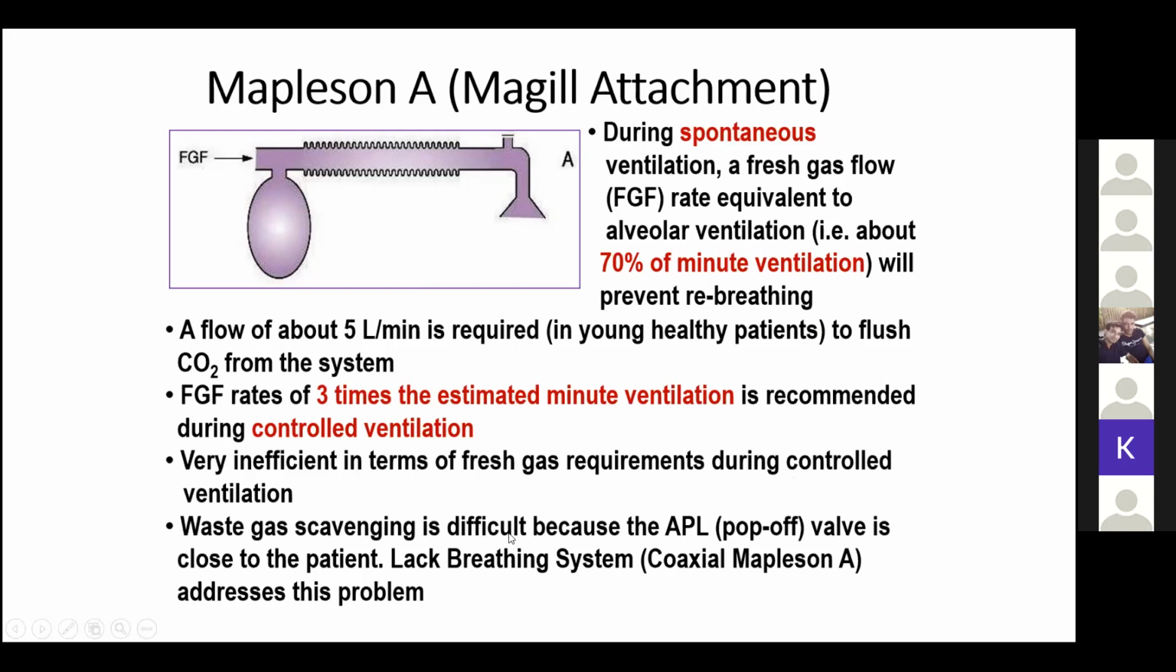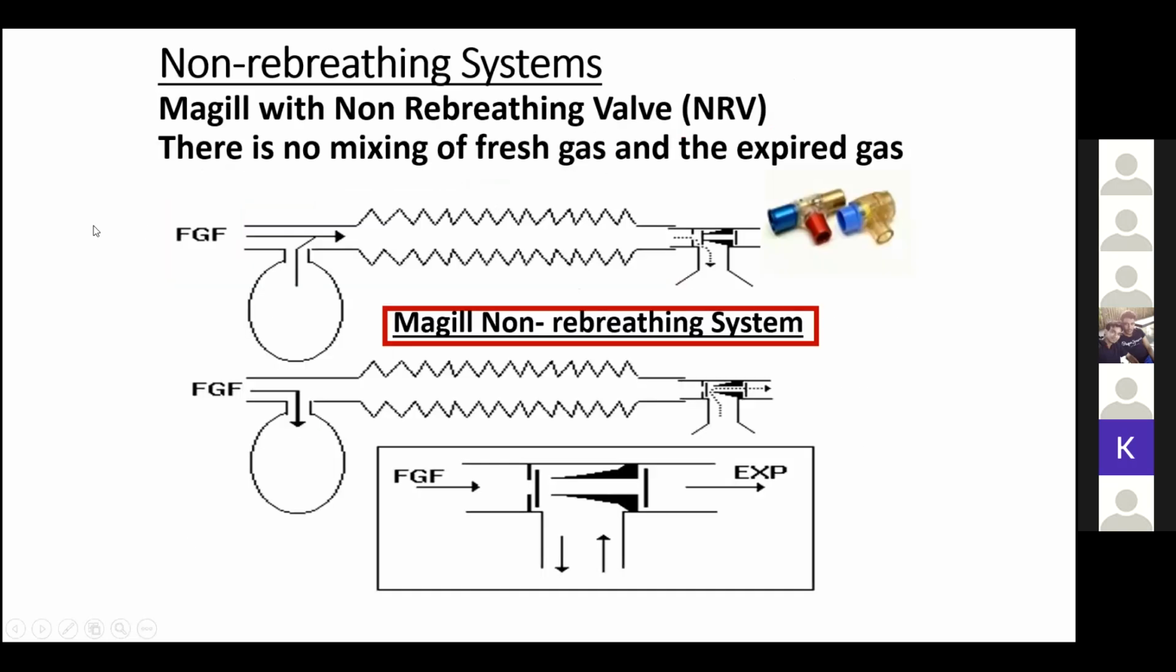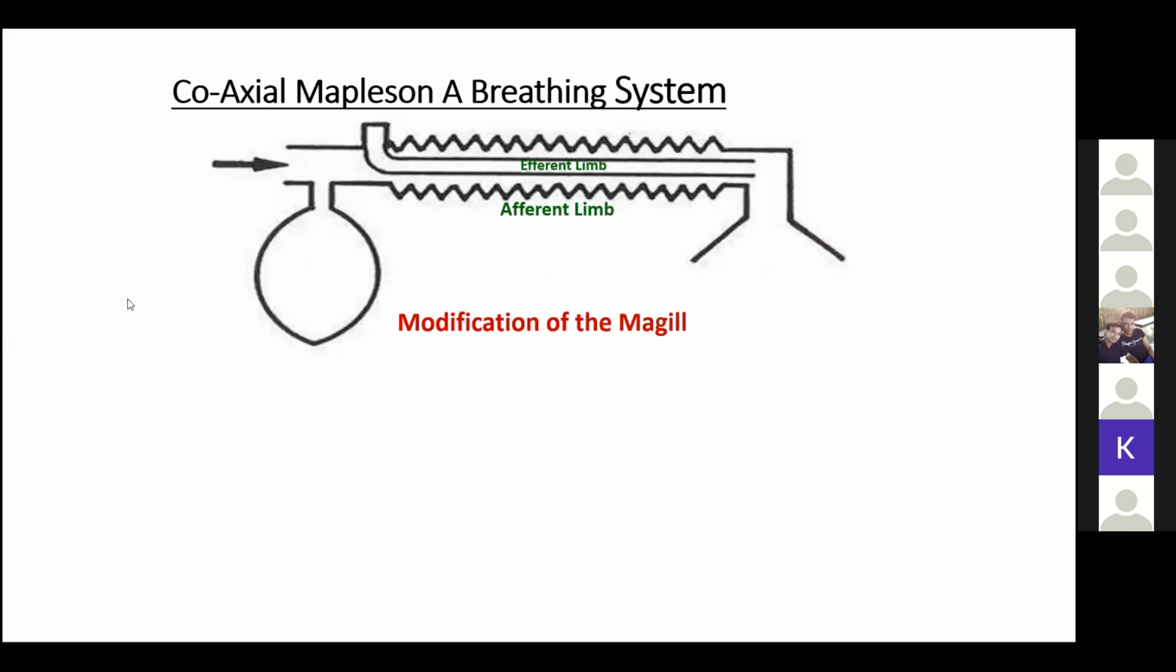Waste gas scavenging is difficult because the APL valve is close to the patient, and hence scavenging becomes difficult in this. You can use this with a non-rebreathing valve. It is still a semi-closed system, but where there is no rebreathing. You cannot give 70% of minute ventilation. You have to give minute ventilation equal to the patient's minute ventilation. So that is the point to be remembered.